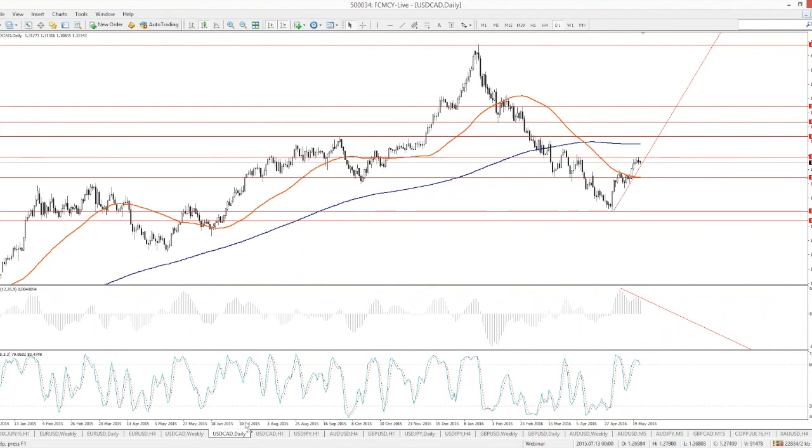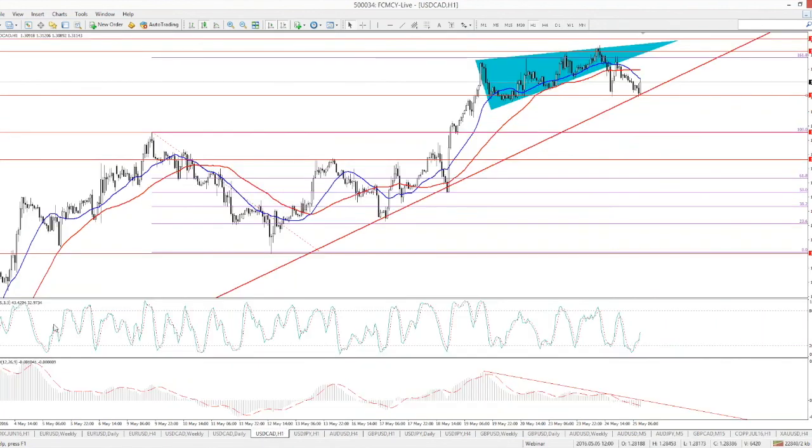But nevertheless, we need to keep in mind that tomorrow we'll have some important news for the US dollar, like core durable goods orders, and unemployment claims, and then on Friday we'll have Janet Yellen. What I'm expecting is that the US dollar will keep its strengthening path. That's everything for today from me.